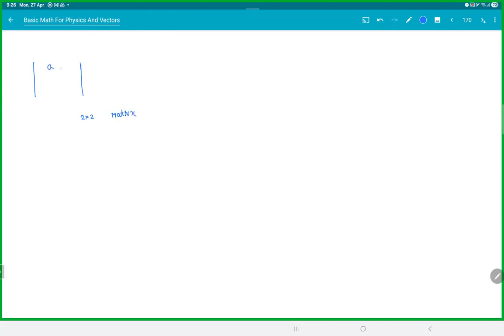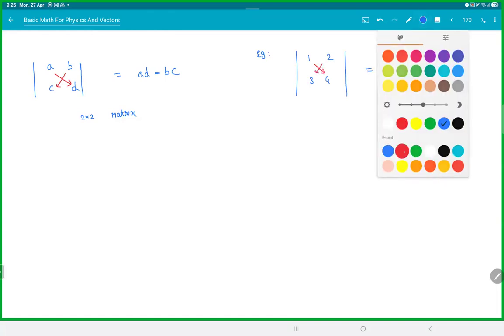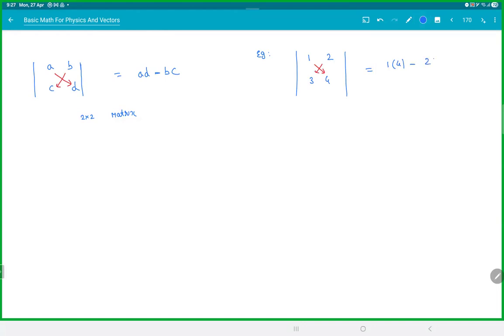So let's say you have A, B, C, and D. The answer for this is: take A and D, multiply them, take B and C, multiply them, and subtract them. A into D minus B into C. Suppose I had 1, 2, 3, 4. Multiply 1 and 4, multiply 2 and 3, and subtract them. So 1 into 4 minus 2 into 3, that is minus 2. So the value of this determinant is minus 2.